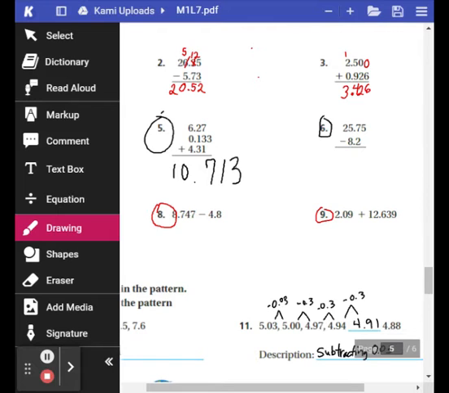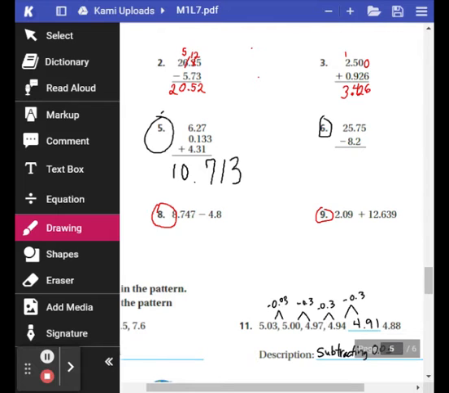So for number 6, I have 25 and 75 hundredths, and I want to subtract. I'm paying close attention to my decimal. I place my decimal here. I look over to the left. I have 8 ones. To the right, that's 2/10, and I'm subtracting it. I do not have anything in the hundredths, so I'm going to put 0 as my hero.